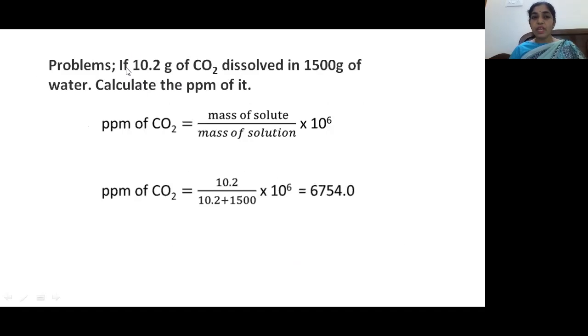We'll look into the problem. If 10.2 gram of carbon dioxide is dissolved in 1500 gram of water, then what will be the ppm of this solution? So let us see, the ppm of carbon dioxide is equal to, write down the equation, mass of solute divided by mass of solution into 10 to the power 6. So mass of solute is given as 10.2, divided by mass of solution, which is 10.2 of carbon dioxide and 1500 gram of water, into 10 to the power 6. Finally we get 6754.0 as the ppm of the carbon dioxide.